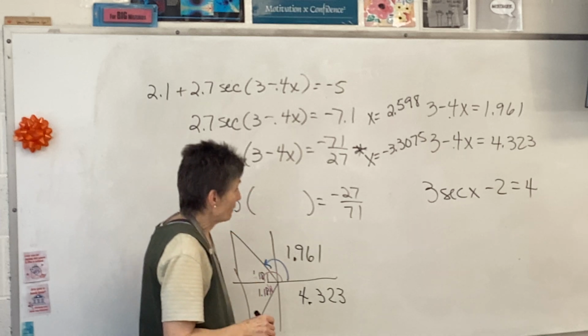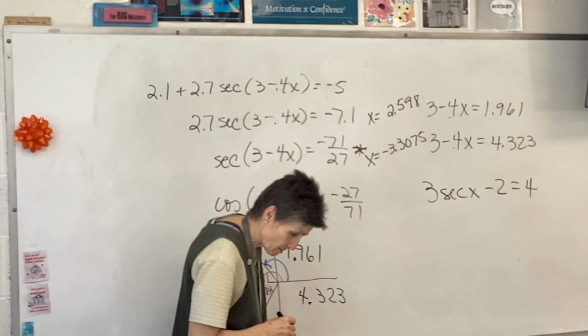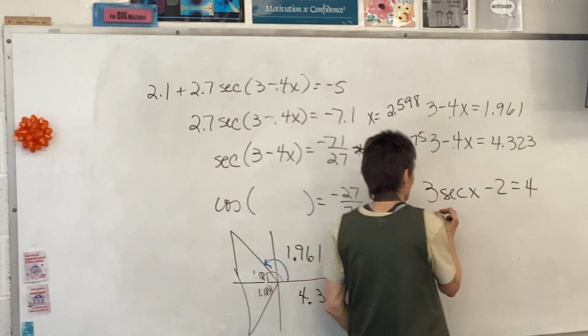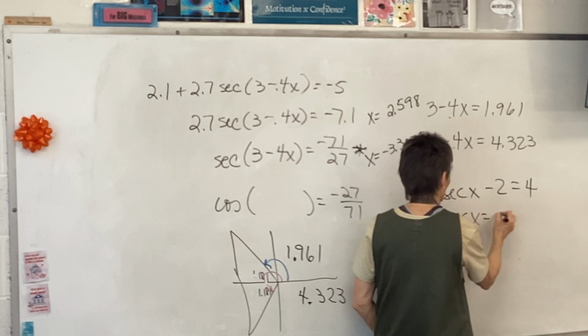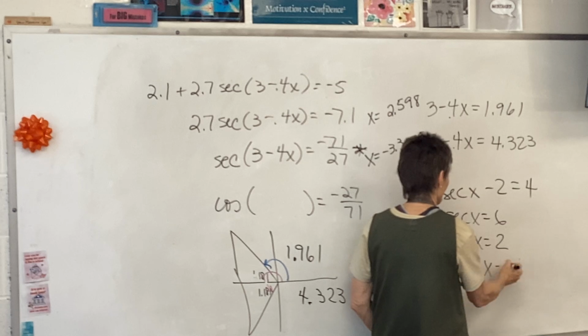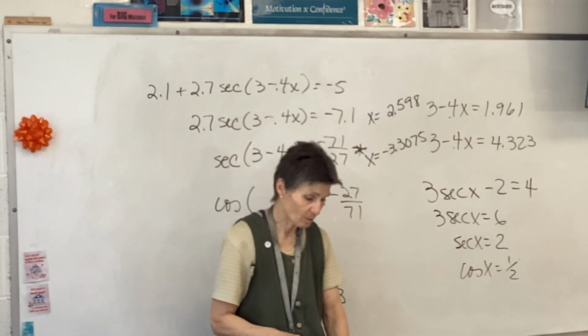Let's just go on right now. This one looks easy compared to that. So what's it say? Secant equals 2, which means cosine equals 1/2. That's easy. We ought to be able to get that. Where does the cosine equal 1/2?